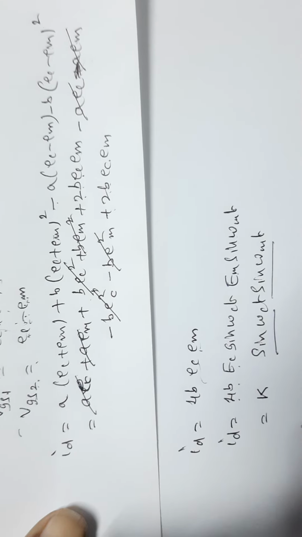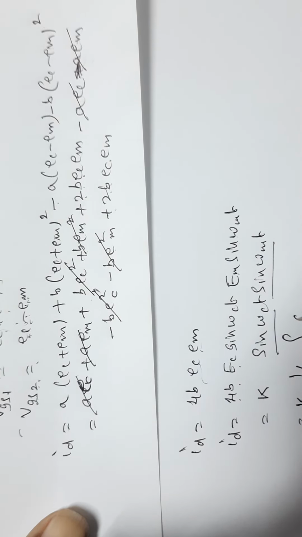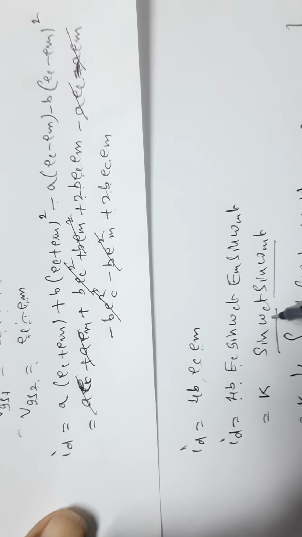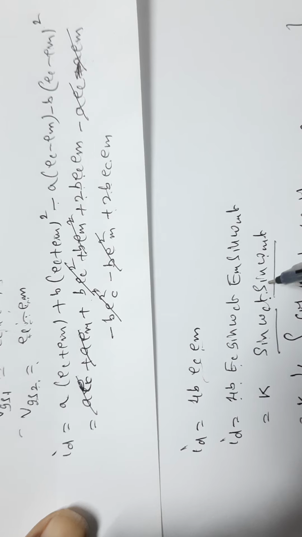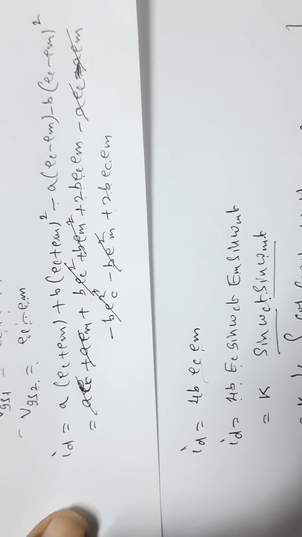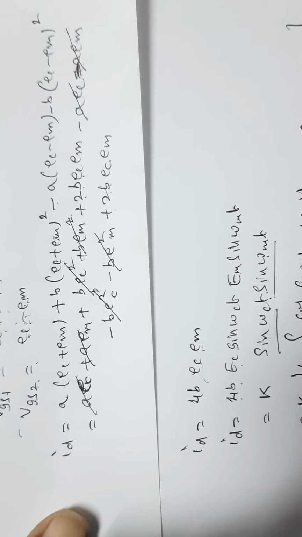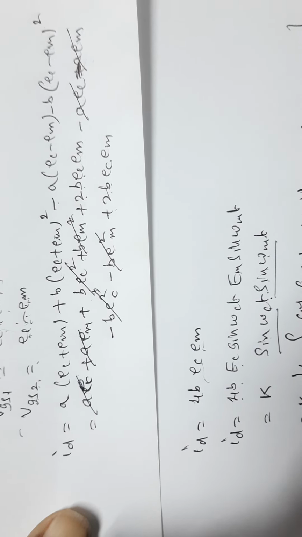You know that sin A into sin B is half of cos of A minus B minus cos of A plus B. Here A is omega CT, B is omega MT. So sin omega CT into sin omega MT is half of cos of omega C minus omega M into T minus cos of omega C plus omega M into T. K by 2 is again another constant, say K dash. T is common. This is the drain current.